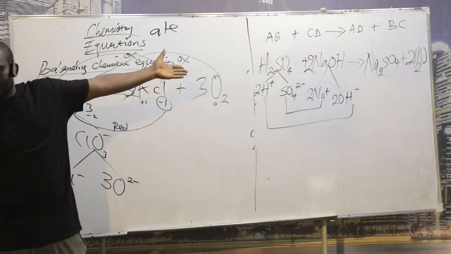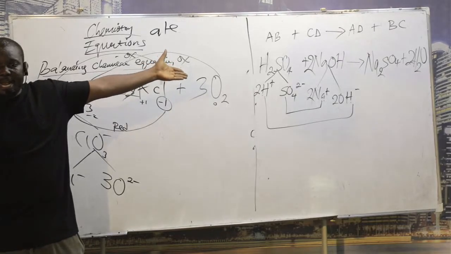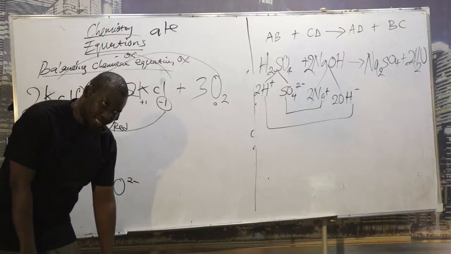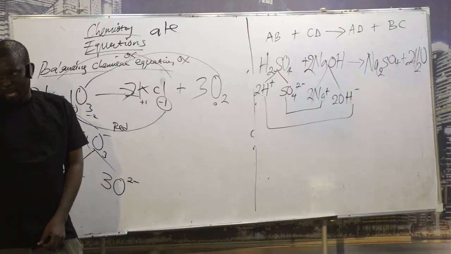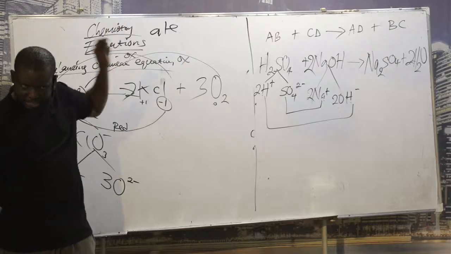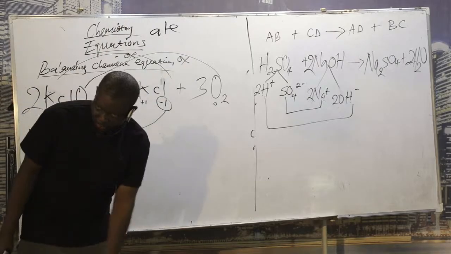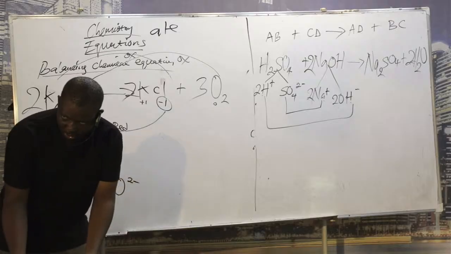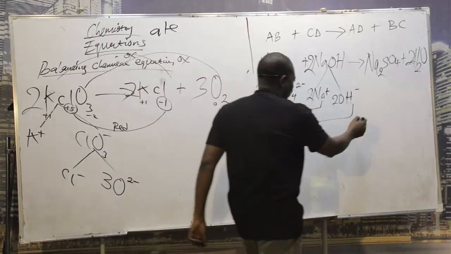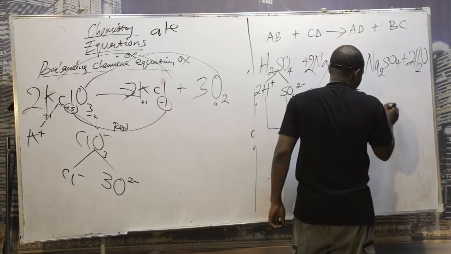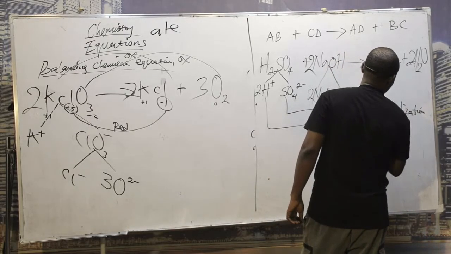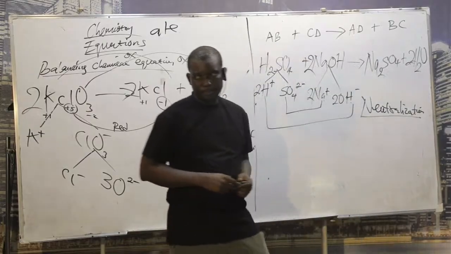So when you have a double displacement reaction in which an acid reacts with a base to form salt and water only, what do you call this type of double displacement reaction? What do you call this reaction that produces salt and water only? You call this reaction what? Neutralization reaction. That's what we call it.